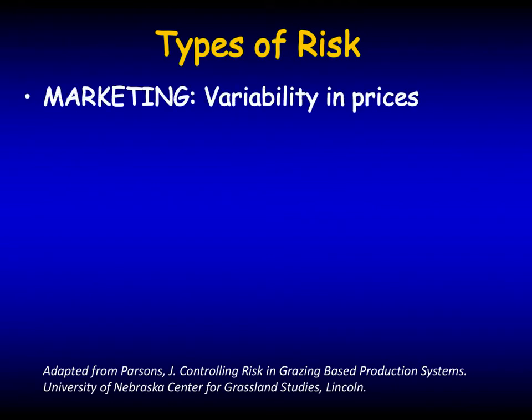So the types of risk, the first type of risk that Parsons describes in that article is marketing risk. And that's pretty obvious. That's variability in prices. So say I'm in a stocker operation and I pay $1.60 for calves and I go to sell them and it's $1.10. That's a pretty big risk, right? But that's a part of the risk of the stocker calf operation. We can mitigate that risk somewhat through some of these insurance options that Kenny's going to talk about, but not completely.